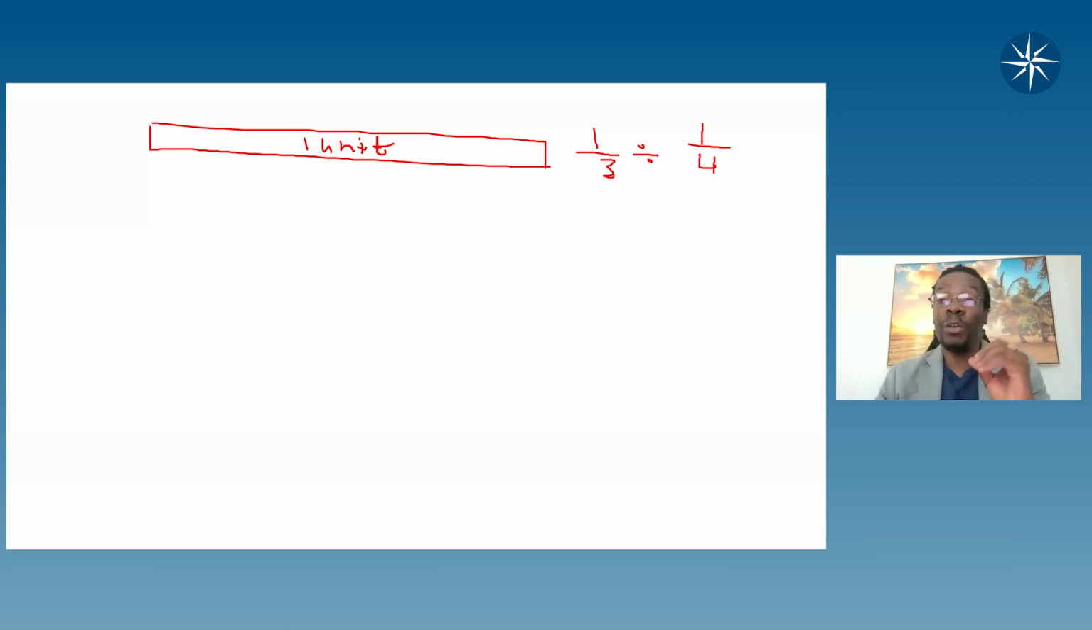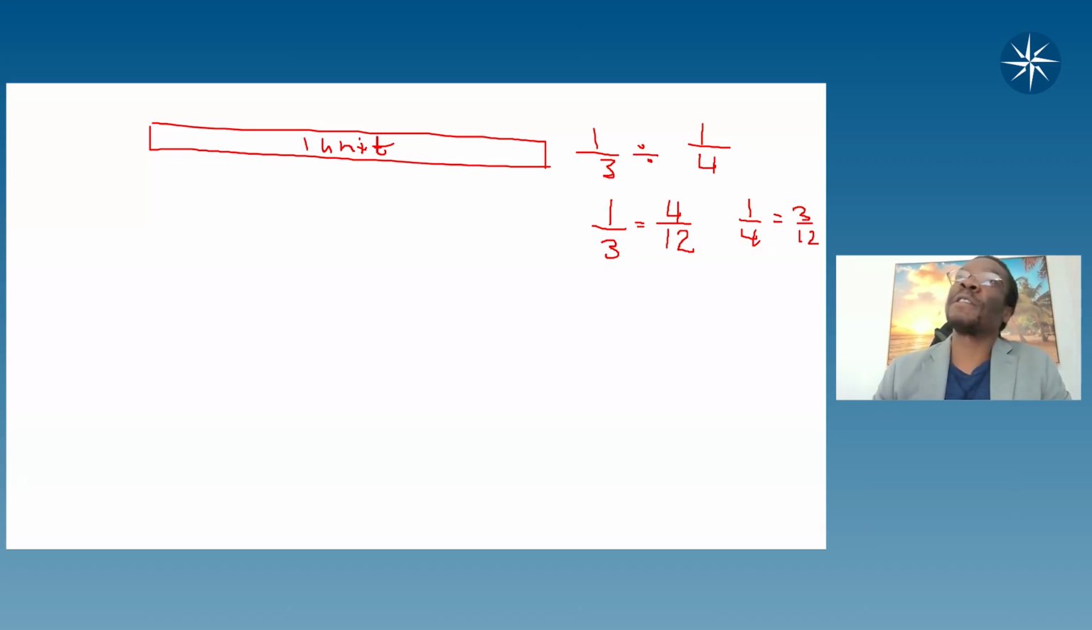From last week, we looked at the grid. So we know that if we follow that grid, 1/3 and 1/4 are going to have a common denominator of 12. And if we use the same grid, we can find the equivalent fractions. So 1/3 is the same as 4/12, and 1/4 can be renamed as 3/12. So now we are going to draw 4/12.